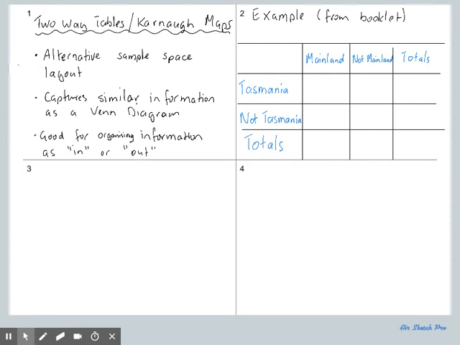So the next read through, we're just going to fill in the information, and I'll keep it in blue, I think. We're going to do it just from the facts only. No calculations, just facts. You can see I've drawn up my table.